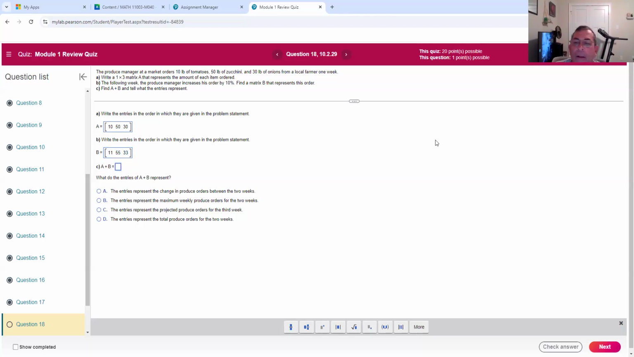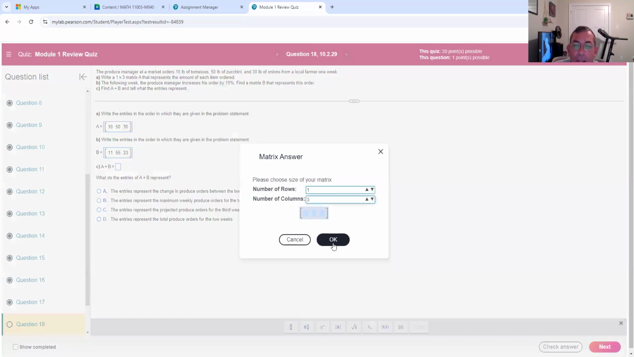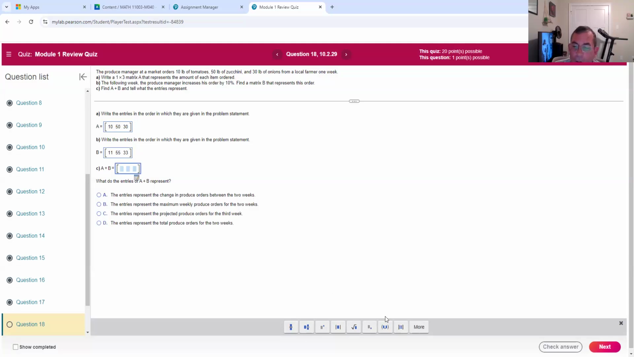Now, part C wants me to add the 2 matrices. Well, when you add 2 matrices, the answer will be the same size matrix. So we're going to click matrix, make that a 1x3, hit OK. All right, y'all, give me my 3 items I'm putting in when y'all add them together. Ooh, y'all are quick. Good job. 21, 105, and 63. All right, good job, y'all.